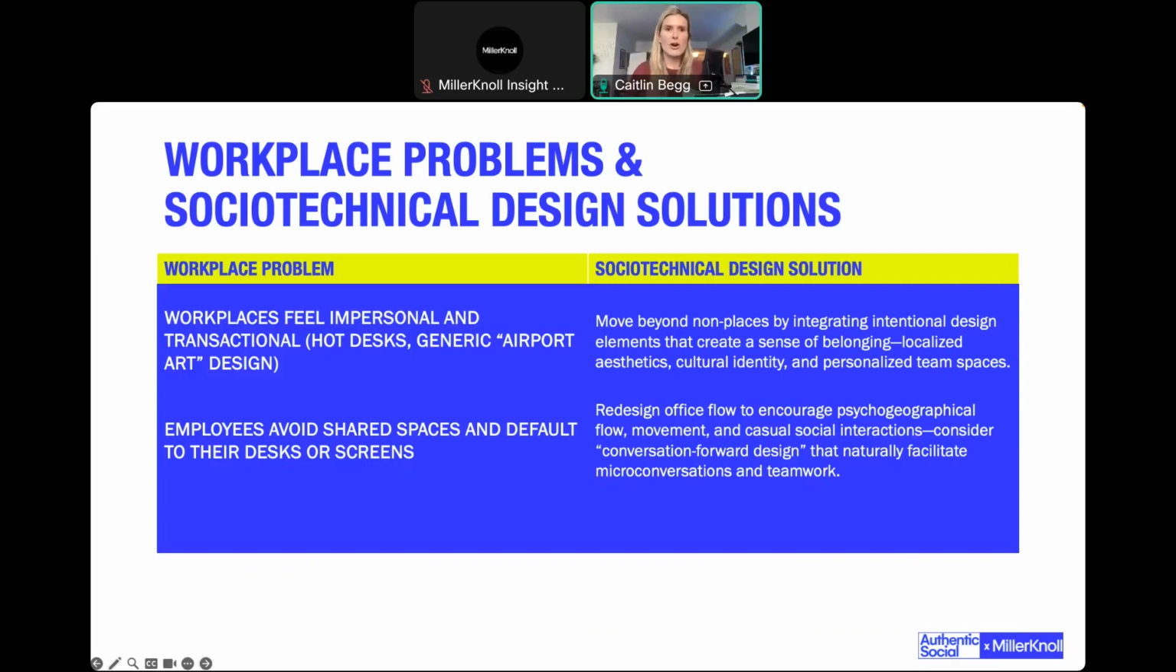Oftentimes hot desks and generic airport art design can make workplaces feel impersonal. We've touched on a lot how bringing localized aesthetics and cultural identity and personalized team spaces can help reduce that negative effect. And then employees avoiding shared spaces and defaulting to their desks and screens is a more complicated thing that I work on a lot with organizations. We're able to solve that usually in around a quarter, but it is about understanding month to month how things are changing and how we can really consider this conversation forward designed to naturally facilitate those micro conversations that are very important in developing mentorship opportunities and relationships with employees, and making sure that employees feel like they want to stay at the organization, that they're not just wanting to leave at the drop of a hat.